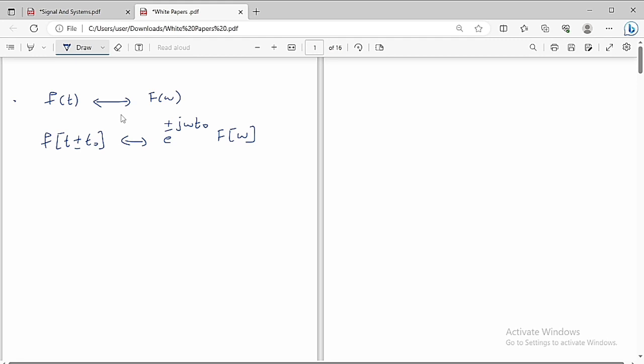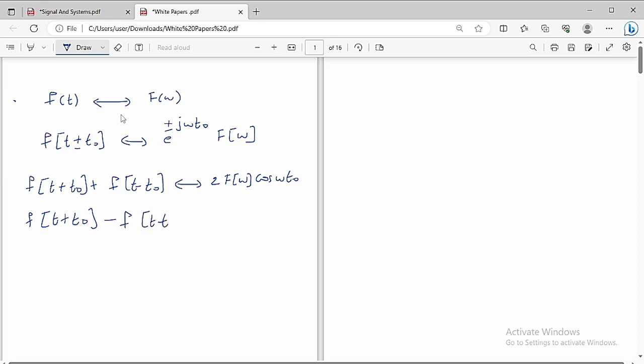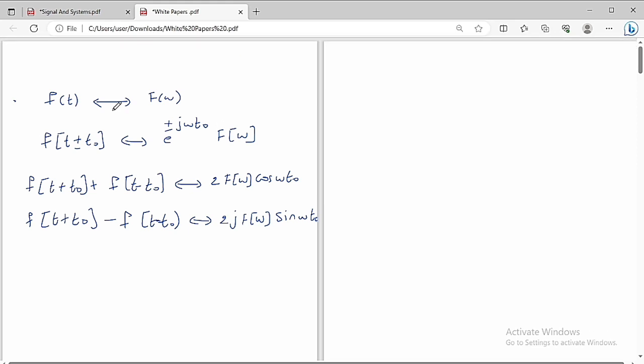Now what is the other thing here? If you go for f of t plus t naught plus f of t minus t naught, what do you get here? We are going to get 2 into f of omega into cos omega t naught. If we subtract, f of t plus t naught minus f of t minus t naught, then we are going to get 2j into f of omega into sin omega t naught. So this is what I am trying to tell you, and this you have to remember.